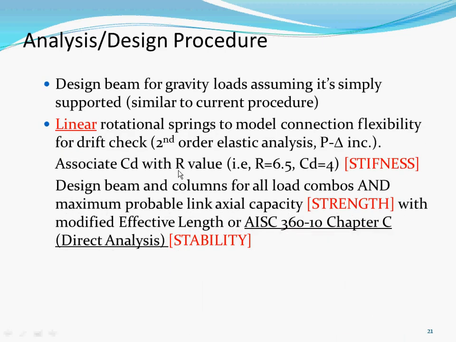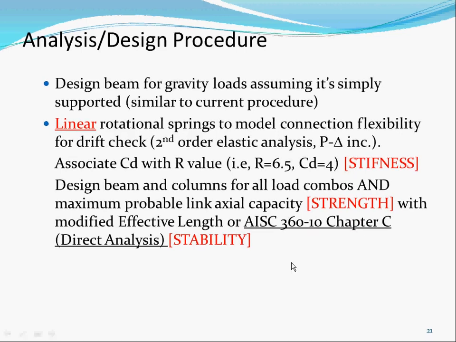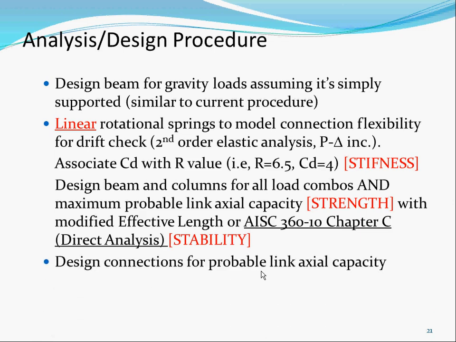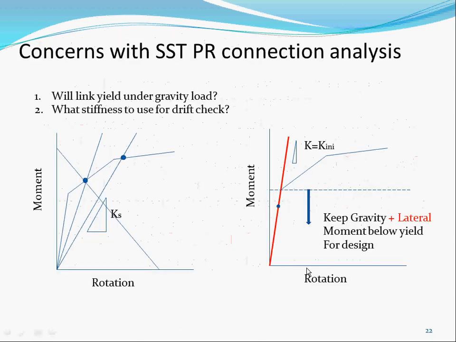Okay. The second step is we'll use linear rotational springs and linear axial springs for the drift check. So that's what the K we're talking about is used for, the drift check. That's where the stiffness, the strength, and stability come in. We'll use the effective length method or the AISC Chapter C direct analysis method for stability. I'll go over these a little bit more when we go into Chapter C of AISC 360, what these different methods mean and what they're trying to capture. And then design connections for the probable link axial capacity.